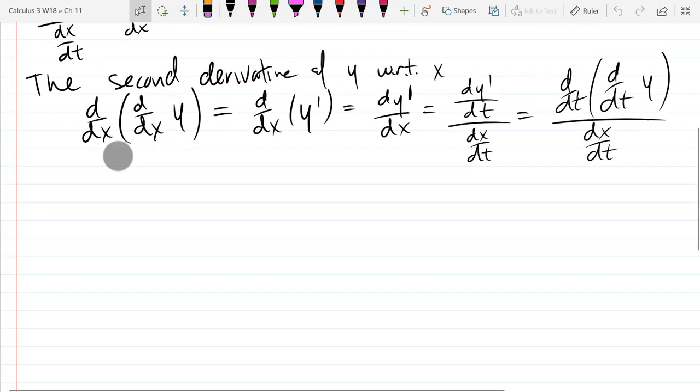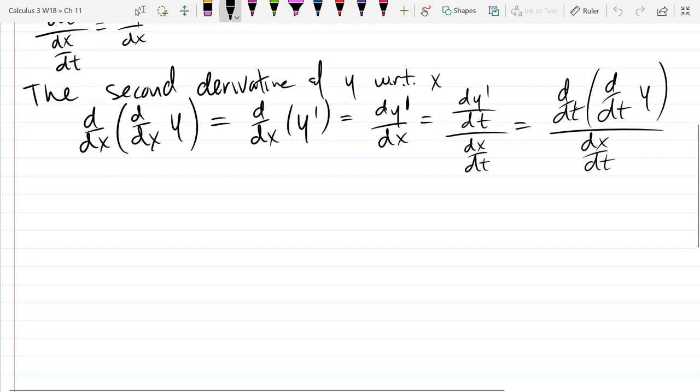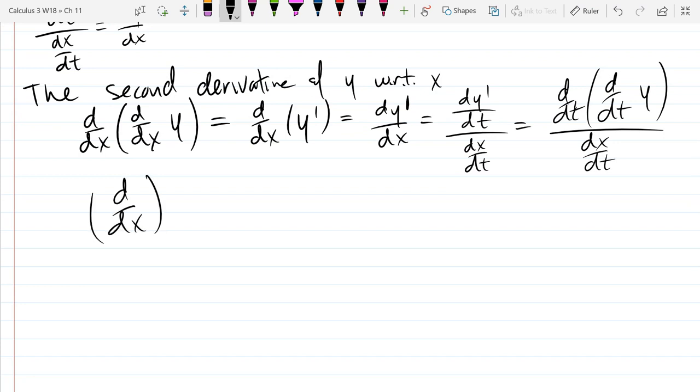So we just got some formulas for computing derivatives, so I'll just summarize the second one. This 2 right here means apply the operator twice. So this means d/dx, d/dx. So take the second derivative with respect to x of y, and now write the one on the right side down.